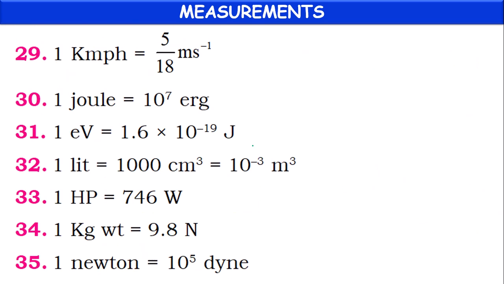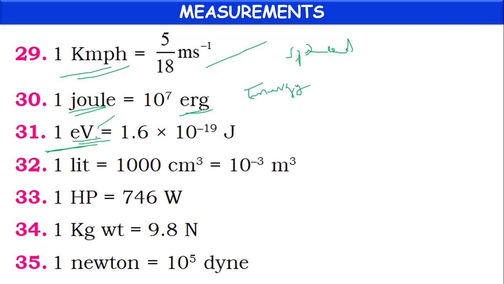Some more values we have to remember, children, while calculating problems. 1 kilometer per hour is 5 by 18 meter per second. The relation between the units of speed. 1 joule is 10 power 7 ergs. It is the unit of energy. 1 electron volt, eV. eV stands for electron volt. 1.6 into 10 power minus 19 joules. It is also one kind of relation between the units of energy.